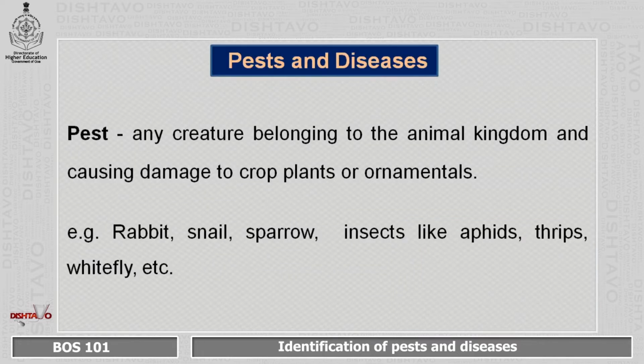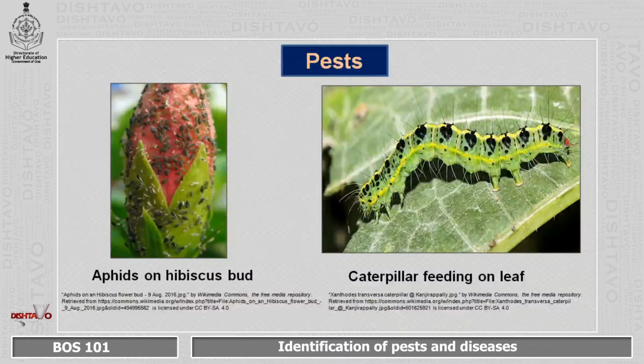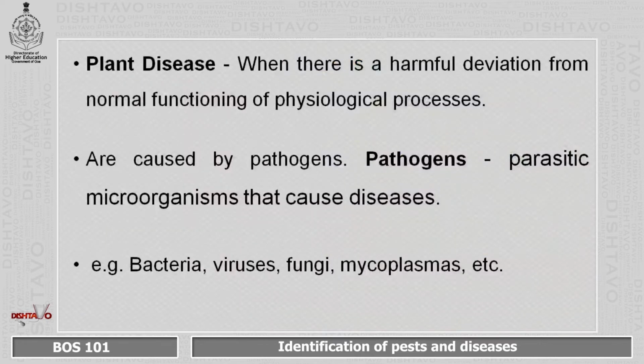Pests and diseases. Pests are any creature belonging to the animal kingdom and causing damage to crop plants or ornamentals. Examples of pests are rabbit, snail, sparrow, insects like aphids, thrips, whiteflies, etc. Here we can see aphids on hibiscus bud. In the second image we can see caterpillar feeding on leaf. These are pests.